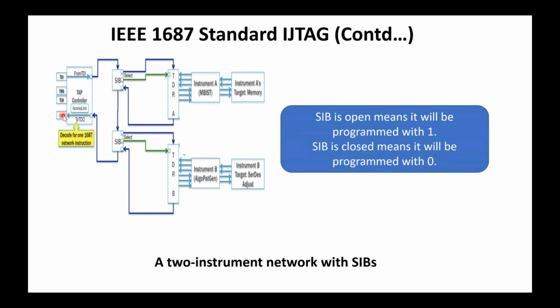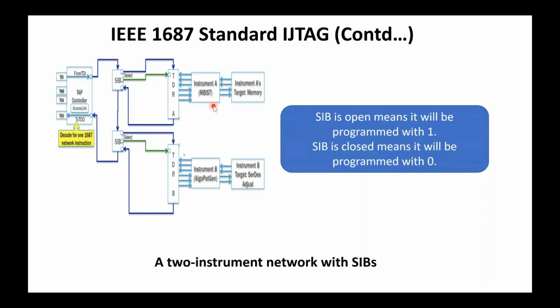Suppose both the SIBs are open, then the data from TDI, as this SIB is open, will be written into the TDR, and as this SIB is also open, it will be written into this TDR, and it will go like this. The output of this TDR will go to the logic, in order to control the signals.